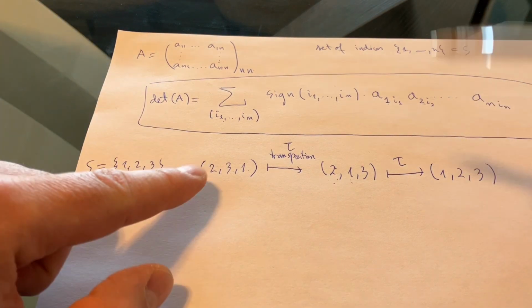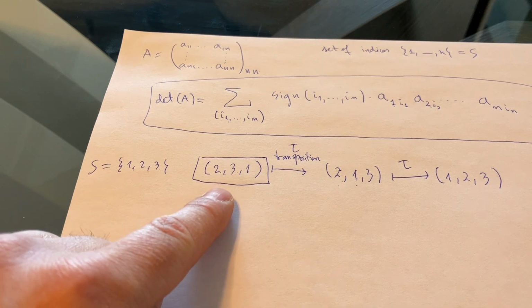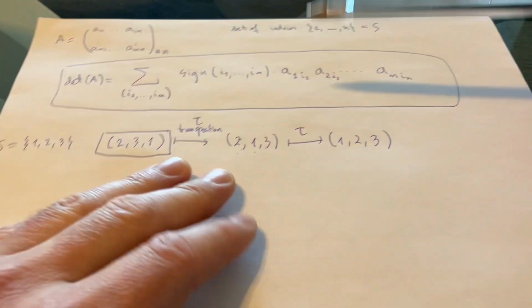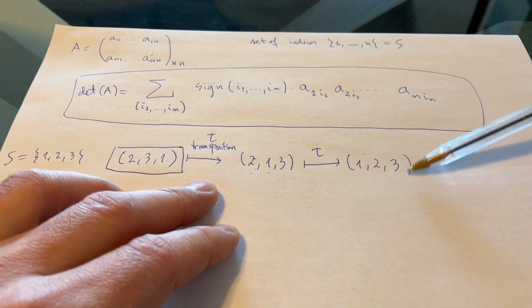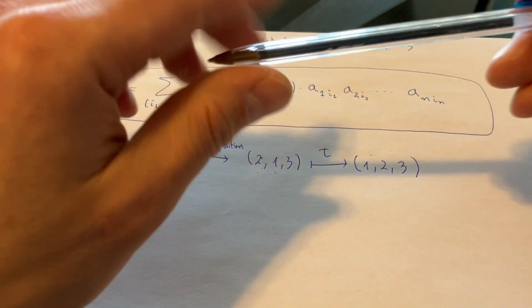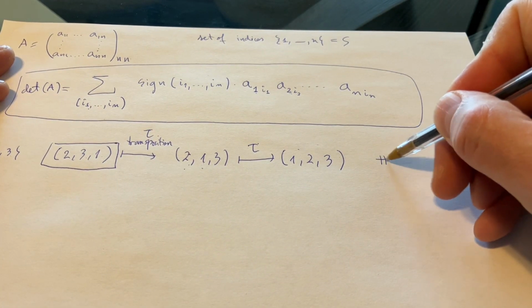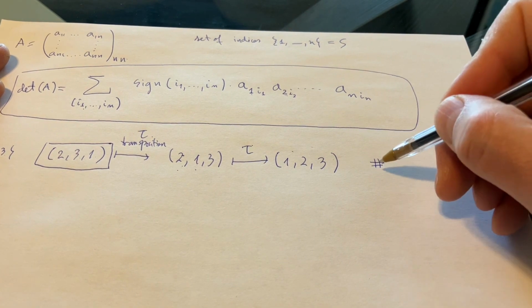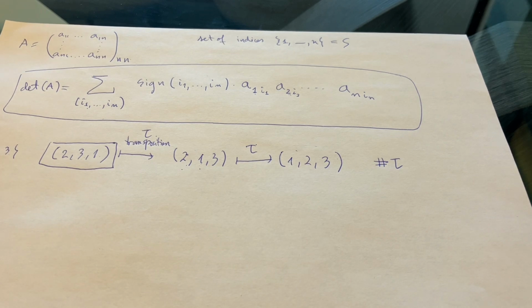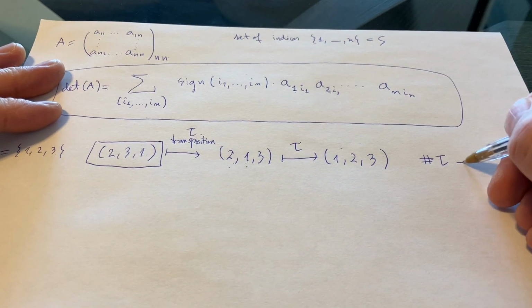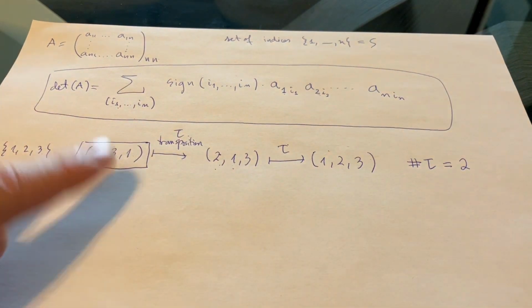So we started out by taking this permutation of 1, 2, 3, and then we applied 2 transpositions, one here, one there, to finally arrive at the right ordering. So this number of transpositions is what we are going to denote by the symbol tau. In this case, the number of transpositions is equal to 2, for this particular example.